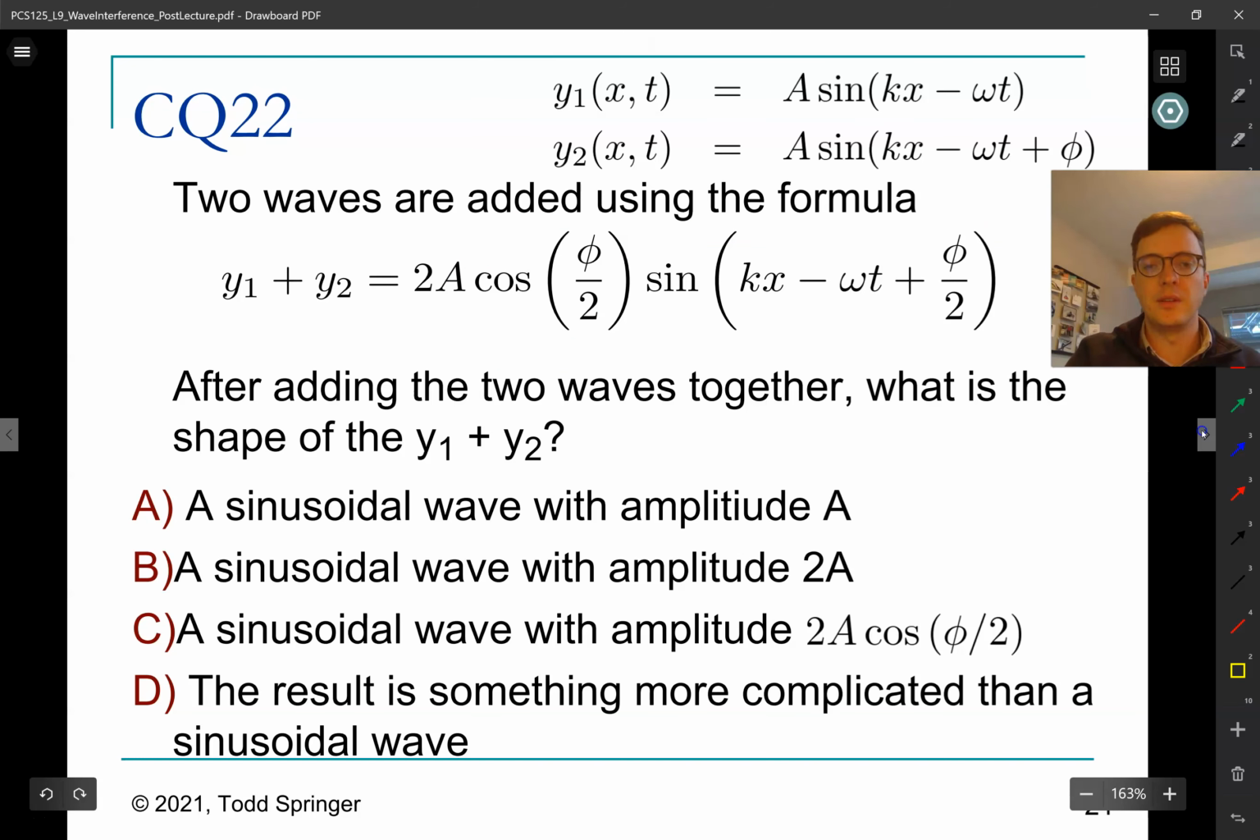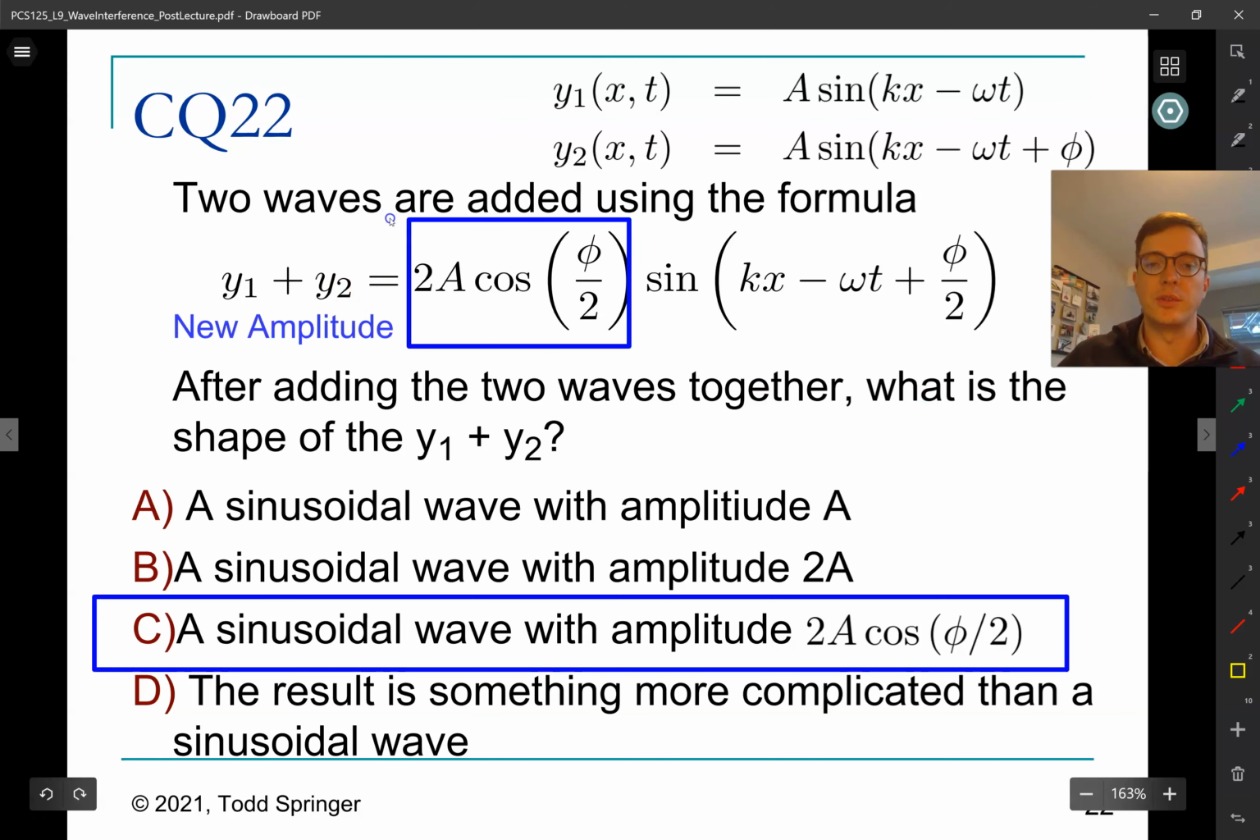That means it's still a sine wave, and the amplitude of the sine wave is this 2A cosine of phi over 2. How do I figure out the amplitude of something? It's the thing in front of the trig function, which changes in space and time. The amplitude in this case is 2A cosine of phi over 2. So that's the important conclusion: the sum of two sine waves is another sine wave with a different amplitude, and the amplitude depends on whether those two are in phase or out of phase.